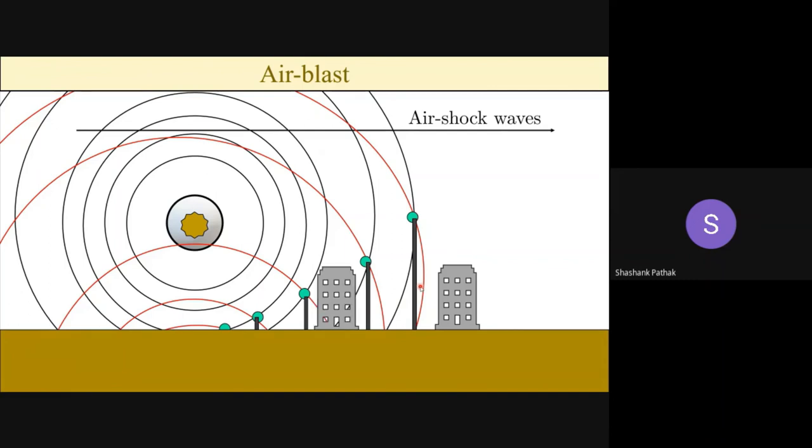But if your structure is very, very close to the explosive charge, it may happen that some part of the building is subjected to the incident pressure and some part of the building is subjected to the reflections. But generally, in normal cases, as a designer, we consider this case, we design for this case. But if you want to design for these cases, you have to do more advanced computational fluid dynamics analysis and use other kinds of software. But for manual calculations, we generally assume this, and this mostly works.